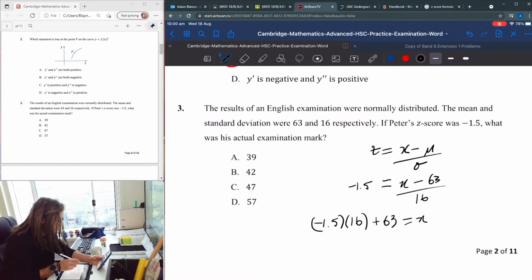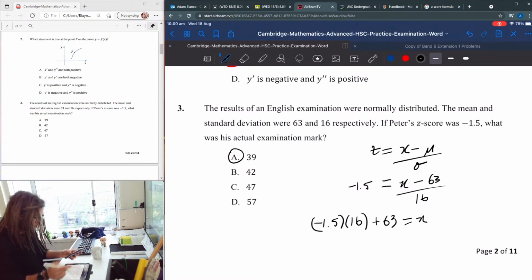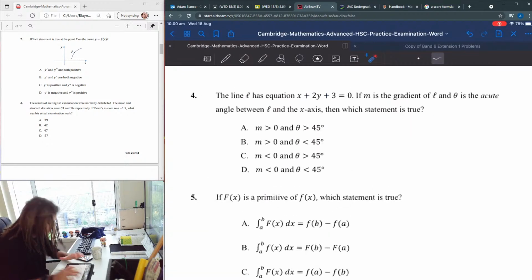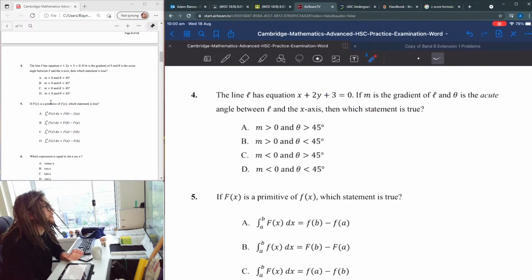39. Seems right. Cool. Now you can just do a quick check. His Z score is less than the mean. The mean is 63. So 1.5 standard deviations less than that would be, what's 16 plus 8? 24. So you just have to take 24 from that, really. But same thing. Okay. Next question. So that's that.